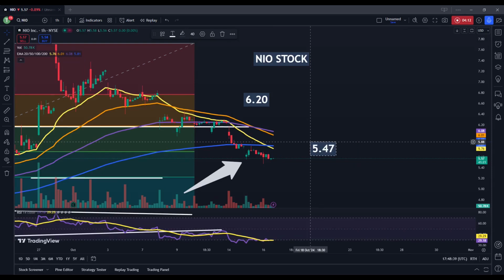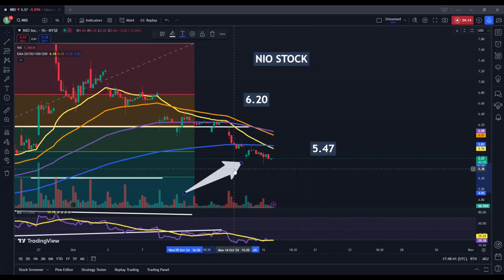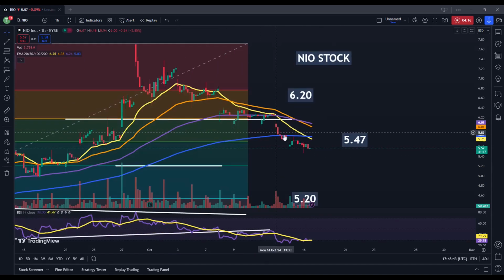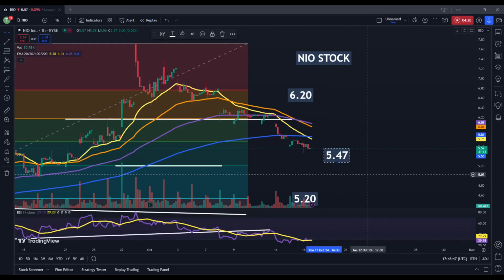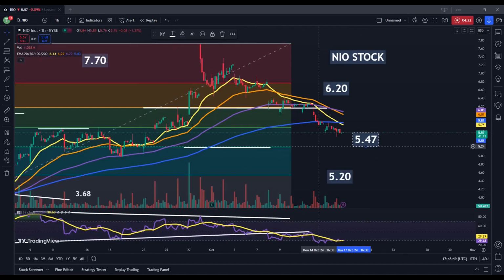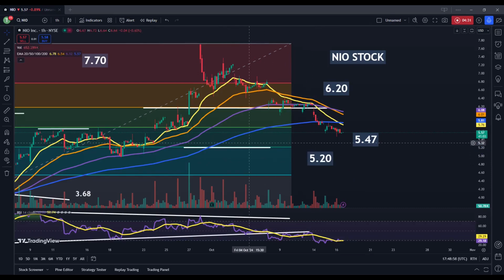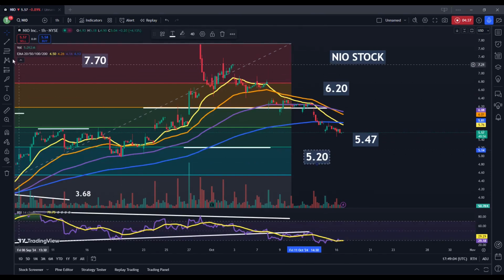So this does tell us that we have sort of lost that minor psychological level at $5.50. So the real question at this point is, where does this start to gain some support? I don't think the stock goes to zero, so the stock has to gain some support somewhere. So the first level that I would be watching here, as I think I've said before, does come in at this $5.20 level. There's not much else going on around here.